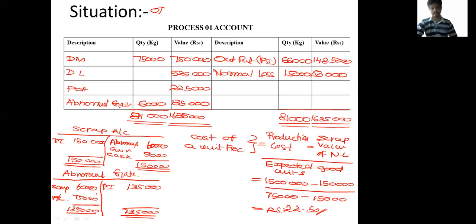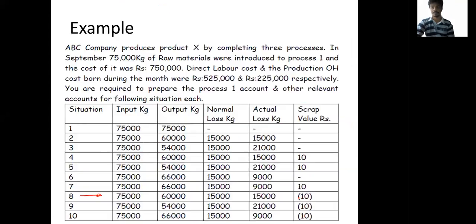Situation number 8. We are having inputs, we are having outputs. Abnormal loss is equal to the actual loss. Here, not having scrap value, we are having scrap cost. What is that? Why here we have put minus 10 in the sum?